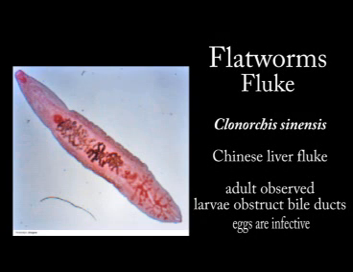The first helminth being observed is Clonorchis sinensis. This is a flatworm, also known as a fluke. Adults will be observed under the microscope. Eggs are the infective form of this worm. After hatching, larvae will migrate out of the intestines into the liver and obstruct the bile ducts.